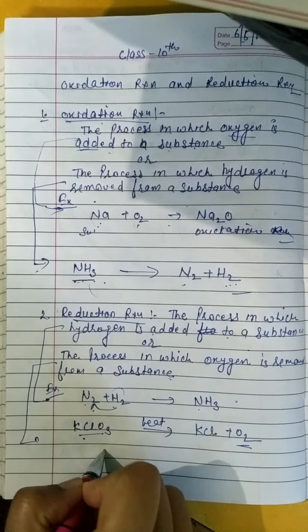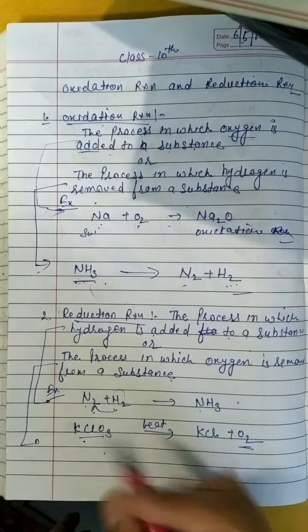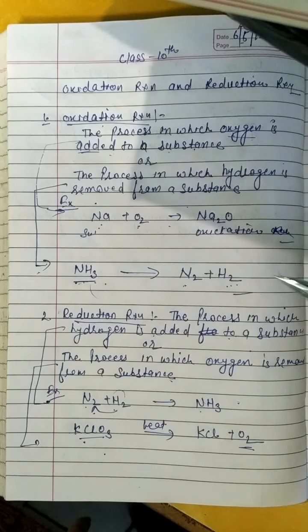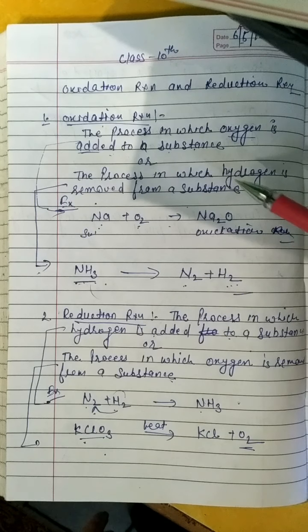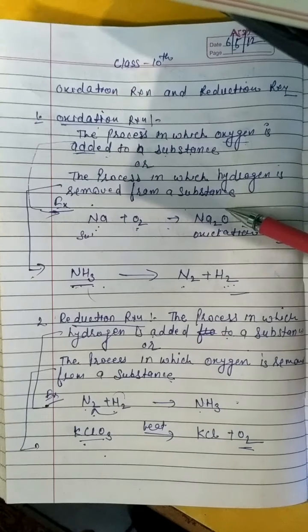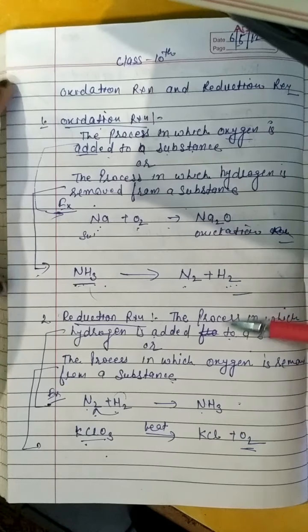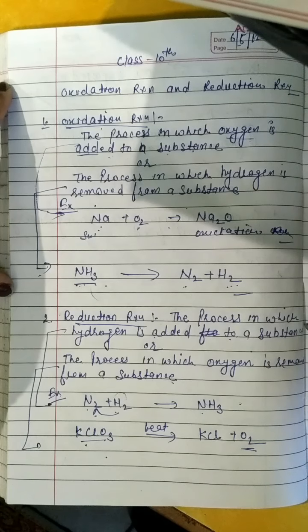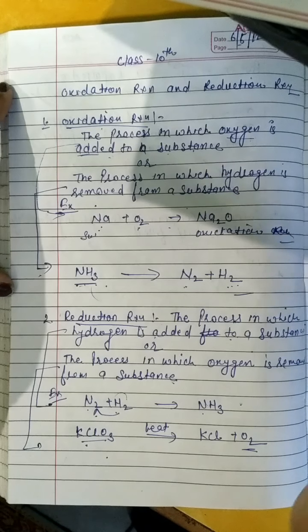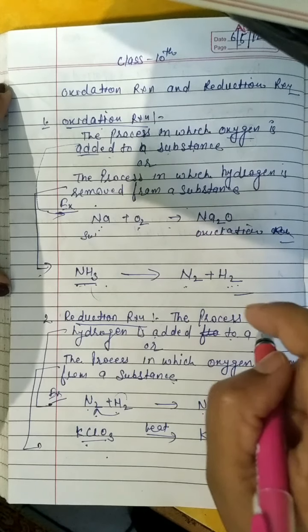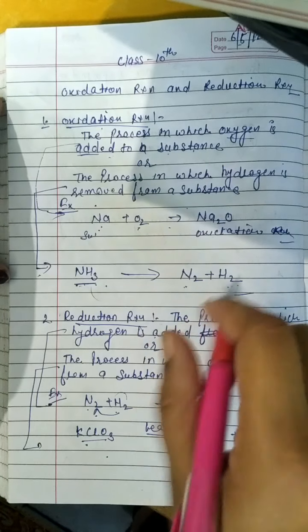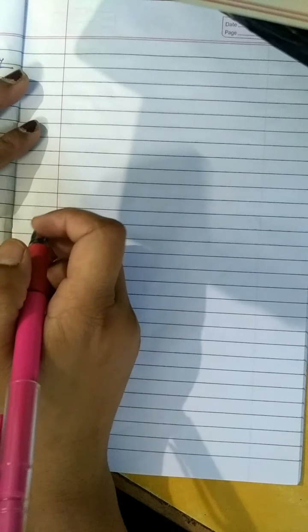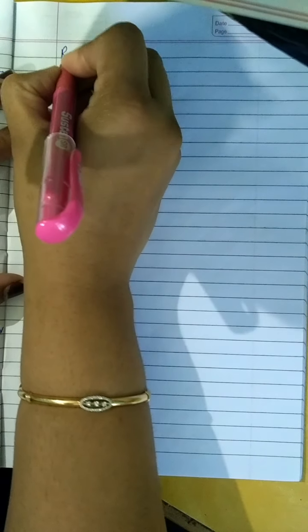Clear now? Oxidation and reduction reactions are opposite to each other. What is the oxidation reaction? In which oxygen is added and hydrogen is removed. Reduction reaction is the process in which hydrogen is added but oxygen is removed from the substance. Clear with the example? Next, we are talking about the redox reaction.